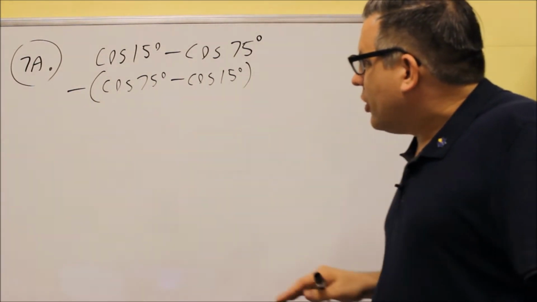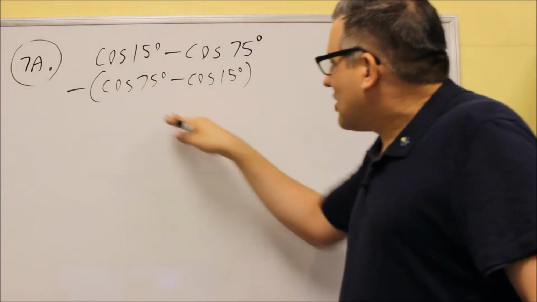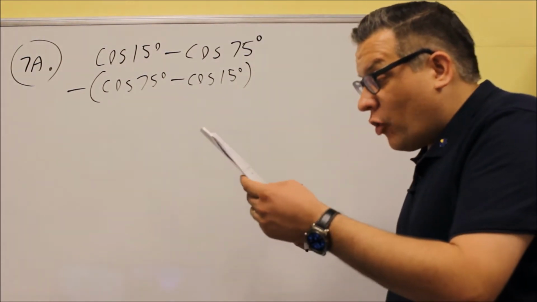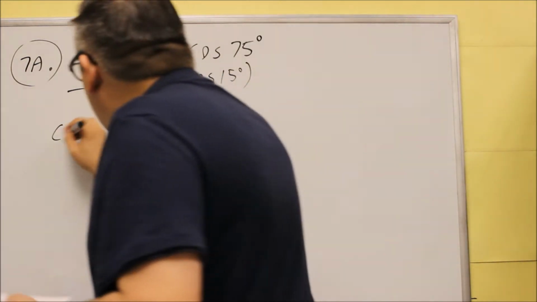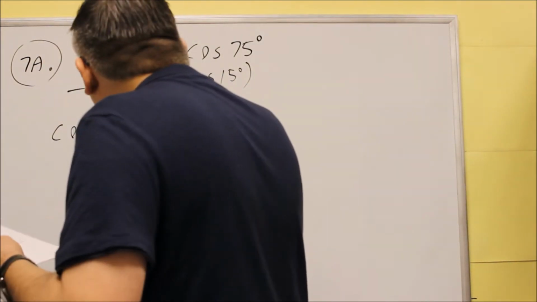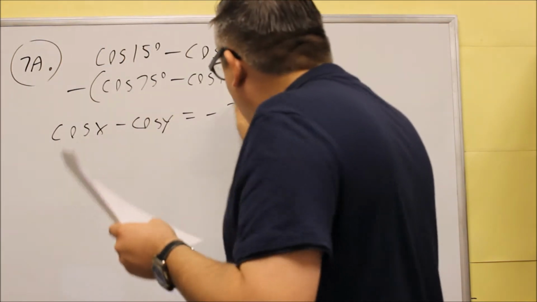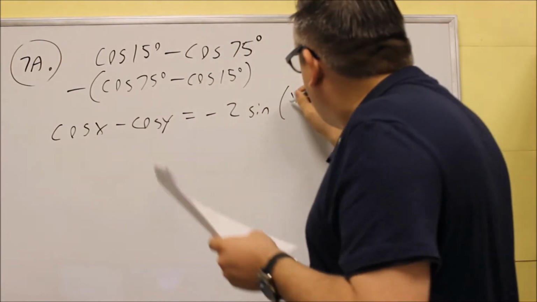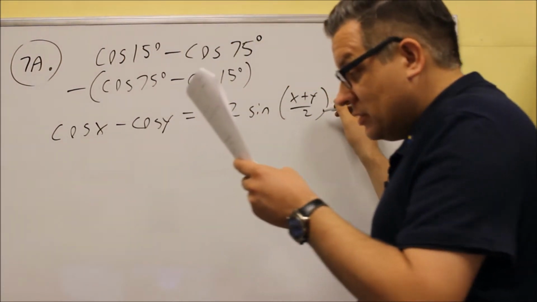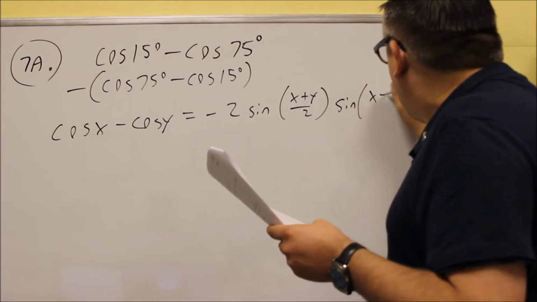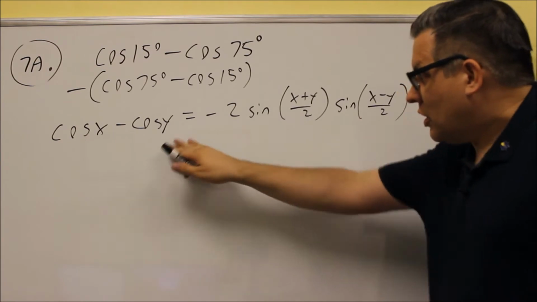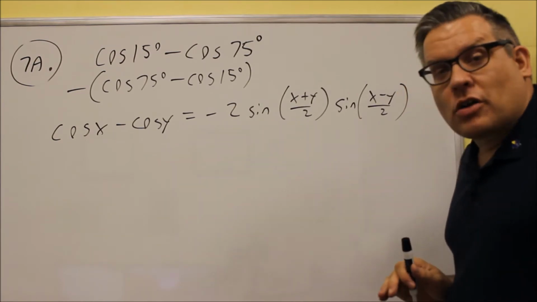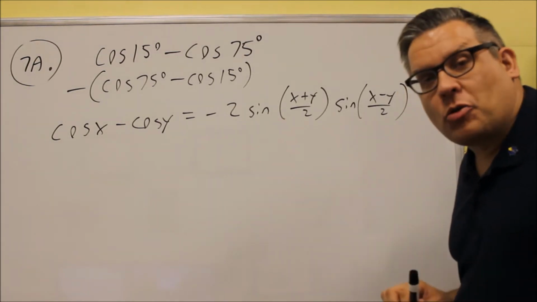Now that we have this complete, we're going to work with the inside one, and we're going to use a formula for that one there. This one that we're going to use here is this one. Cosine x minus cosine y is going to equal negative 2 sine x plus y over 2, and then sine x minus y over 2. So that's the particular formula we're going to use. Again, that's the sum to product formula that you want to be familiar with for this one.